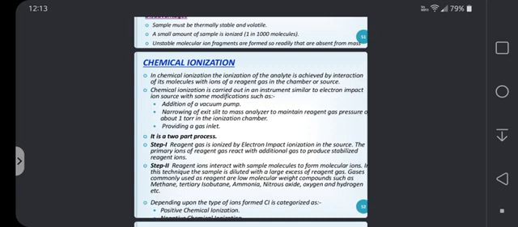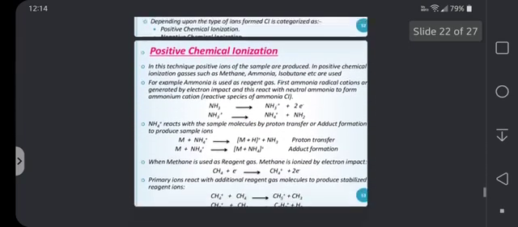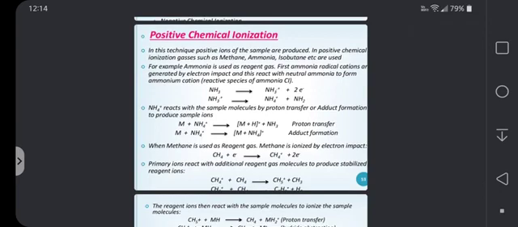Depending upon the types of ions formed, chemical ionization is categorized as positive chemical ionization and negative chemical ionization. Positive chemical ionization. In this technique, positive ions of the sample are produced. In positive chemical ionization, gases such as methane, ammonia, isobutane, etc. are used.